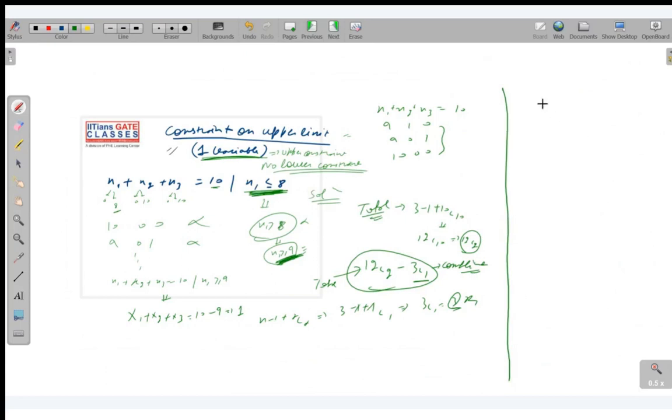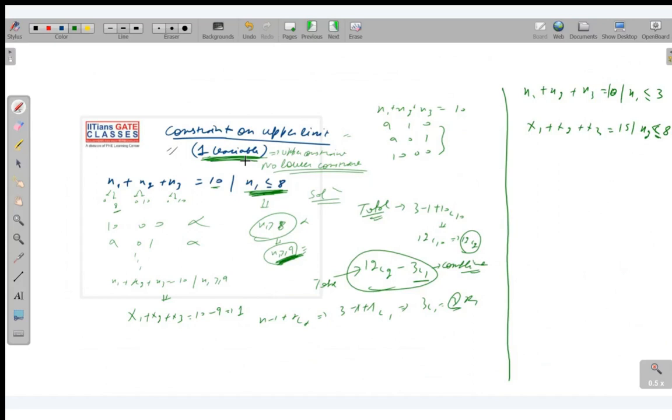So I can say like this. x1 plus x2 plus x3 that is equal to 10 such that x1 is less than equal to 3. Then x1 plus x2 plus x3 that is equal to say 15, x2 less than equal to 8. Okay, these two questions you can solve very easily at your home. And I have said you constraint on upper limit, only one variable. If more than one variable, then it is out of scope for us. Then we cannot solve it.